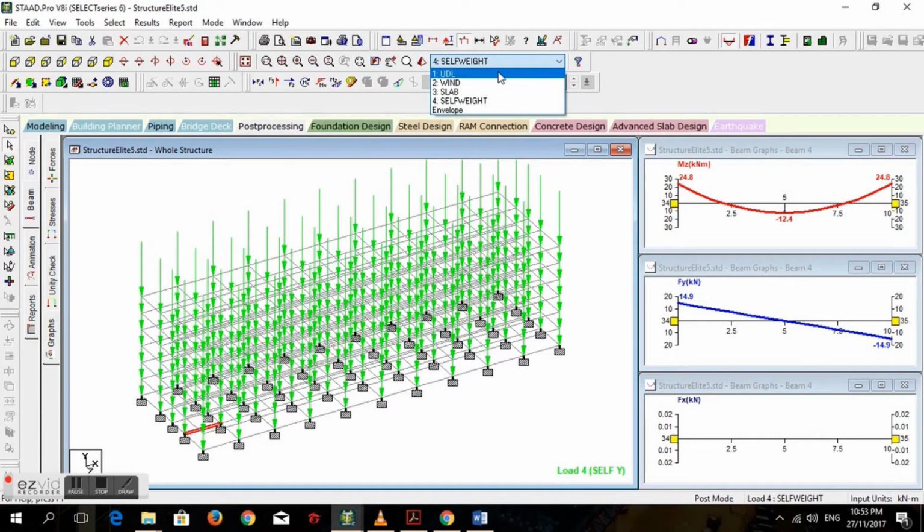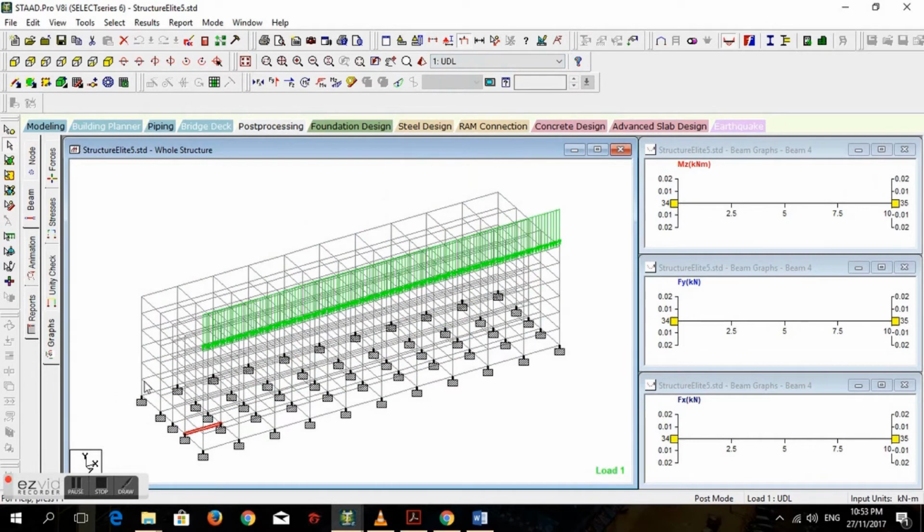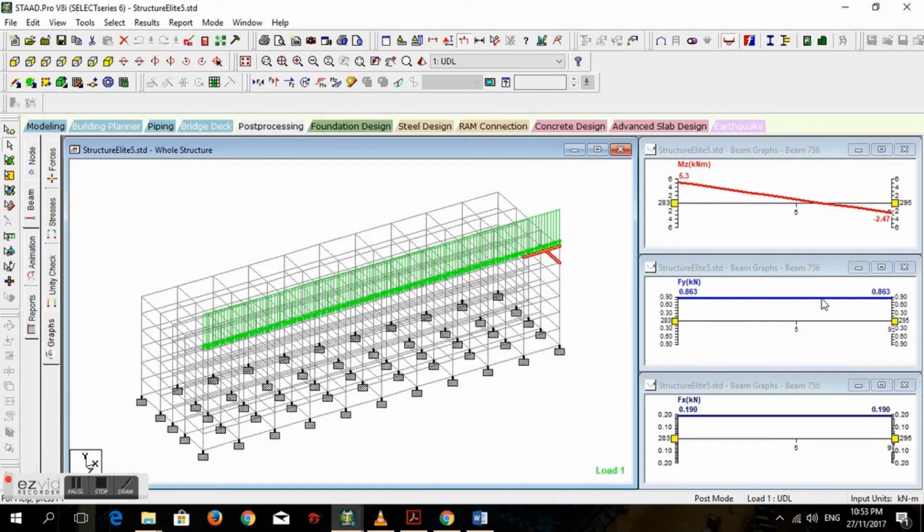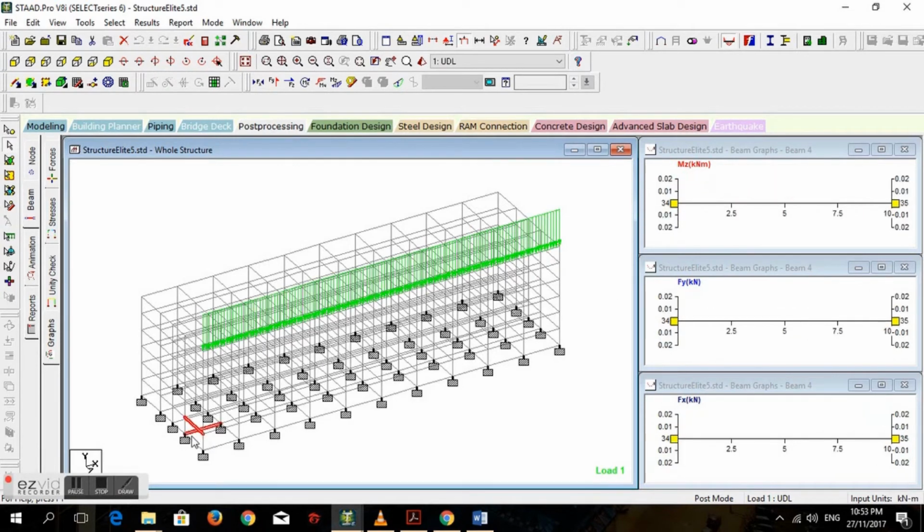So this is UDL, the uniform distribution load. This beam has no moment or shear force acting on it. Why? Because since this is uniform distribution load, it only acts here. If you press here, then there's actually data provided for you. But if you go here, beam 4, there's nothing. So we go to wind.